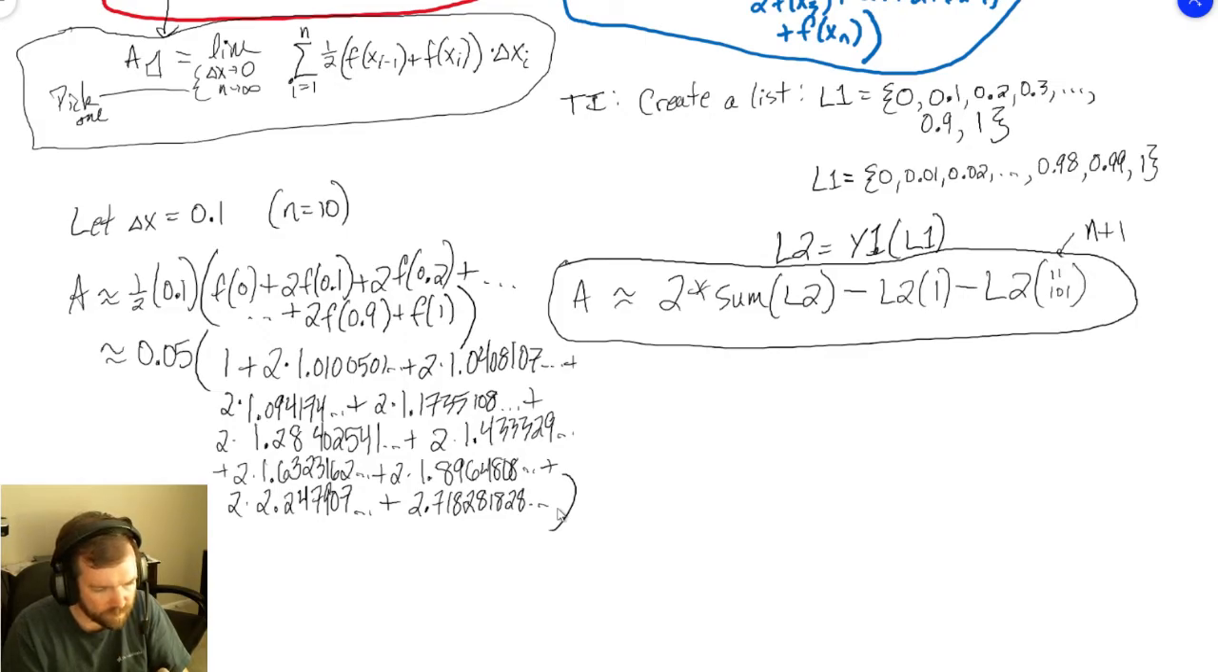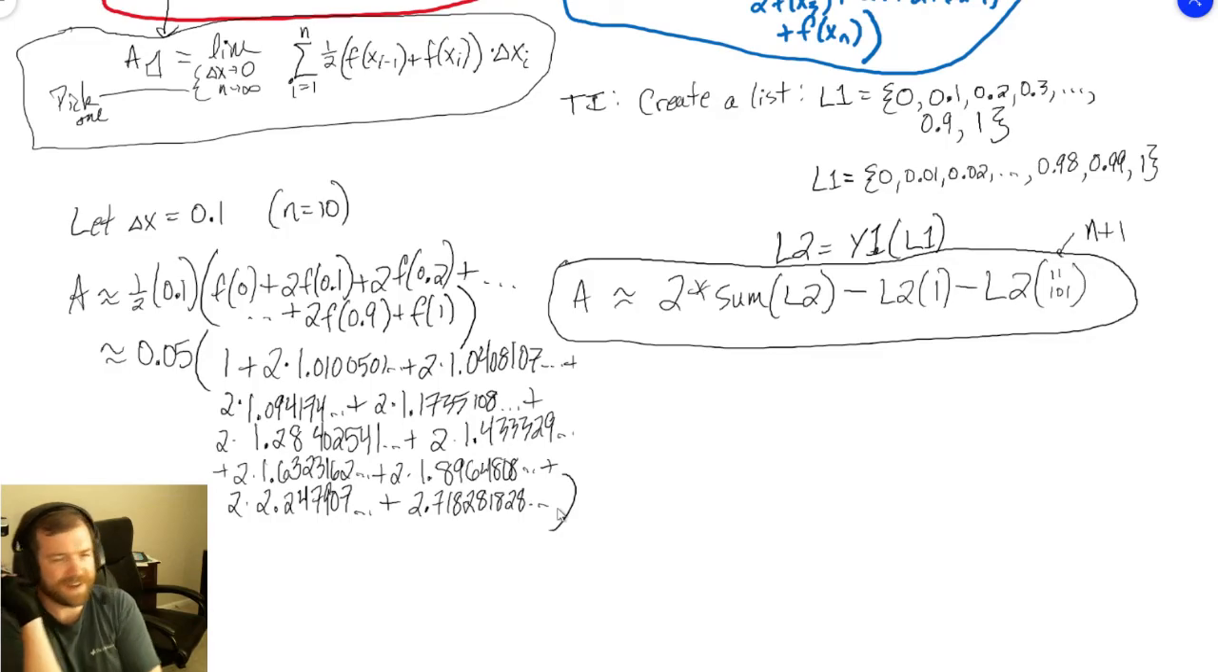Alright, let's see if I can manage to do this. Probably not, but it's fine. Sequence 1, 2, that's not the button. 210. No, okay. Alright, whatever. We'll just pass on the TI-89.